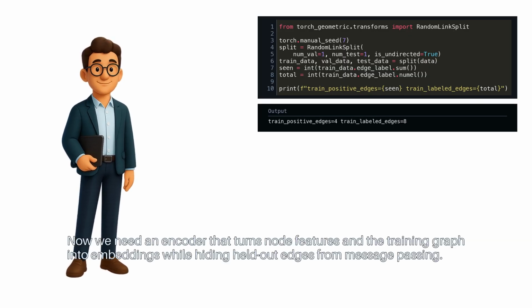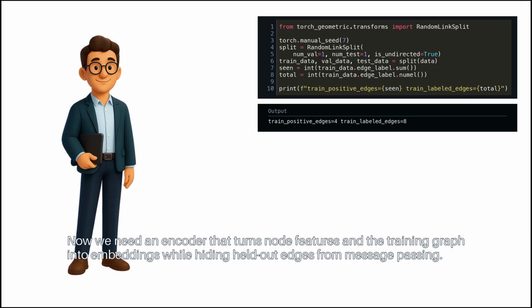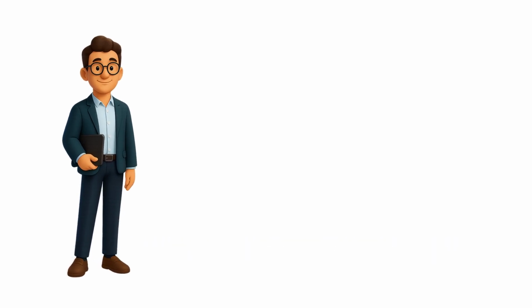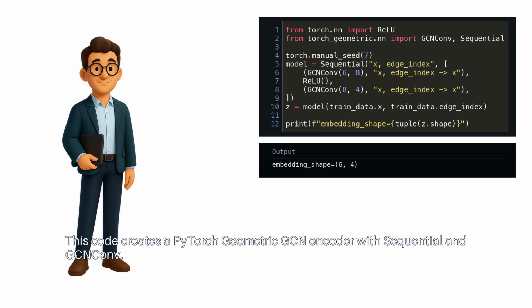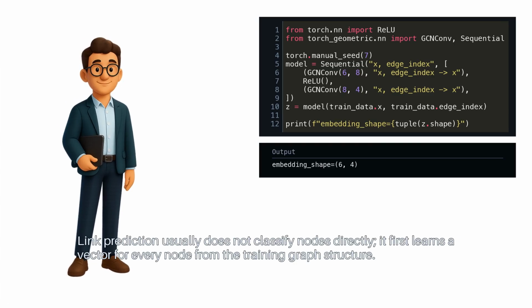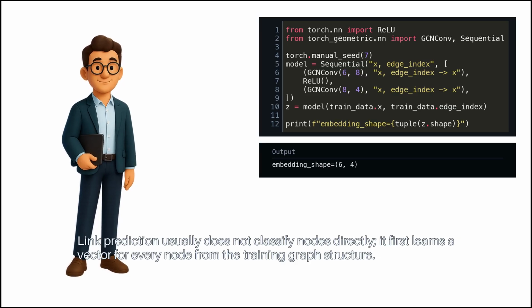Now we need an encoder that turns node features and the training graph into embeddings while hiding held-out edges from message passing. This code creates a PyTorch Geometric GCN encoder with Sequential and GCNConv. Link prediction usually does not classify nodes directly. It first learns a vector for every node from the training graph structure.